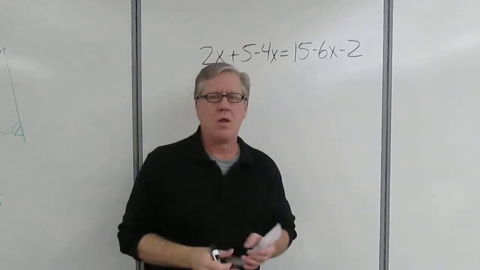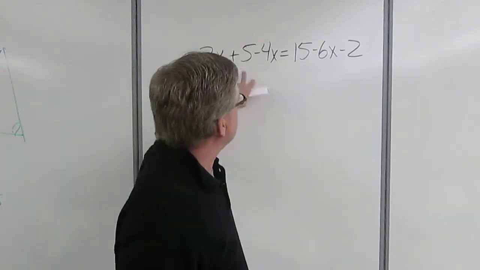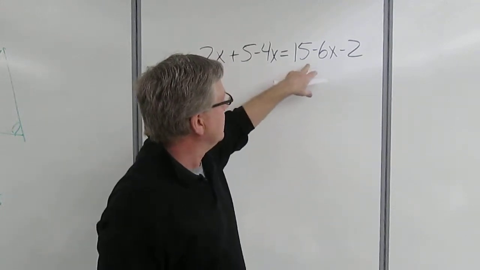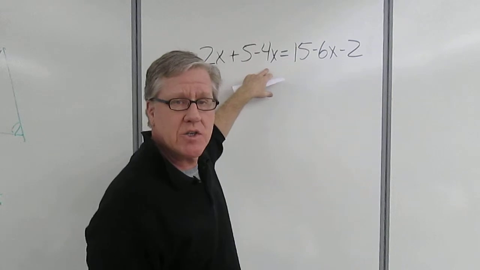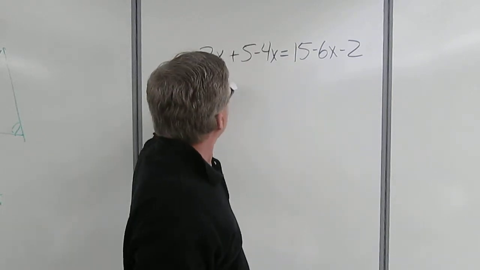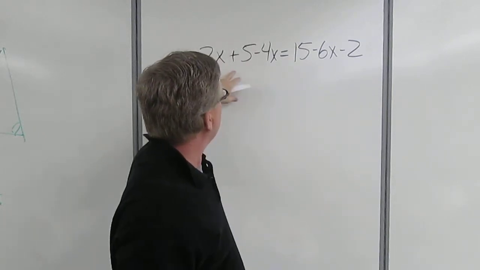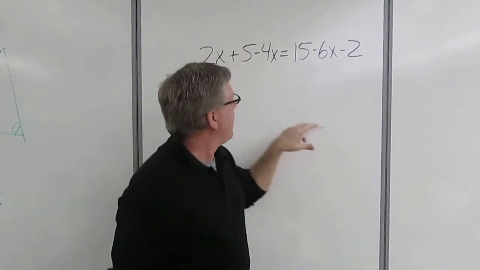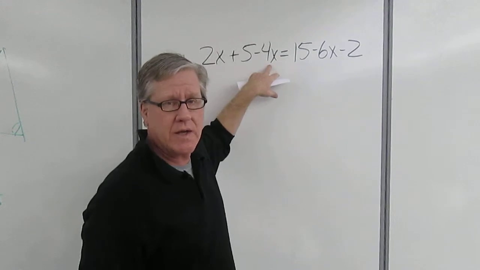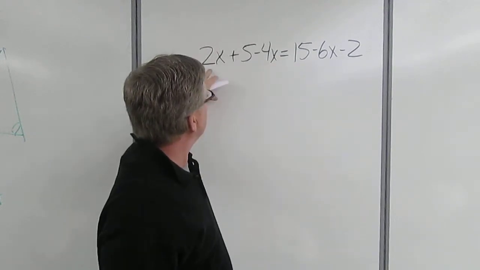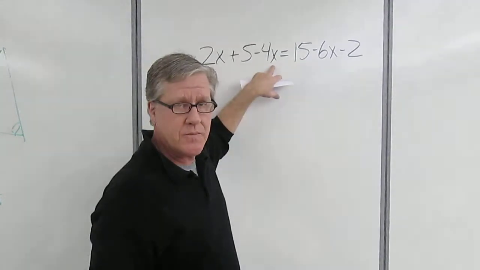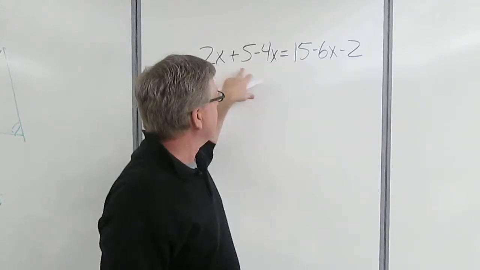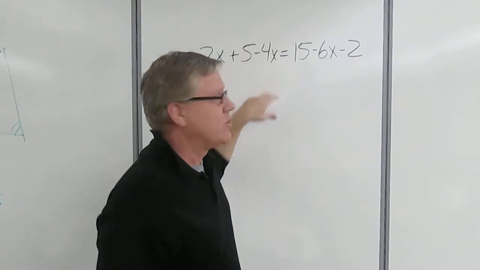Okay, first of all, here's what we're going to want to do. We're going to want to simplify both sides, okay? We have like terms on this side as well as like terms on this side. So let's look at this. What can we do here? We've got a 5, we've got 2x and negative 4x. Well, why don't we combine these two terms, 2x and 4x, okay? So what is 2x minus 4x? Well, 2 minus 4 is negative 2. So 2x minus 4x would be negative 2x.